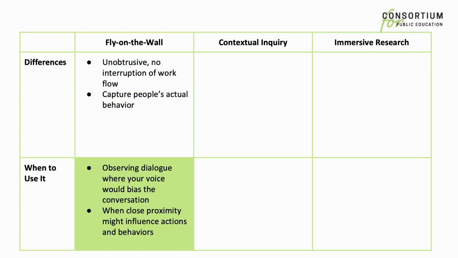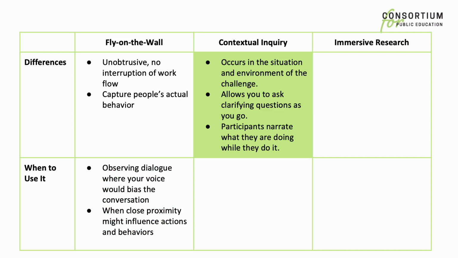It makes sense then to rely on fly-on-the-wall observations when you are observing dialogue where your voice could bias the conversations, or when close proximity might influence the actions and behaviors of the people in the situation you want to learn about. Contextual inquiry, on the other hand, occurs in the situation and environment you want to learn about.